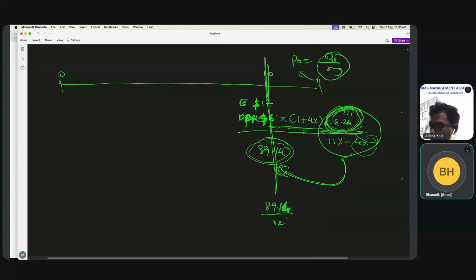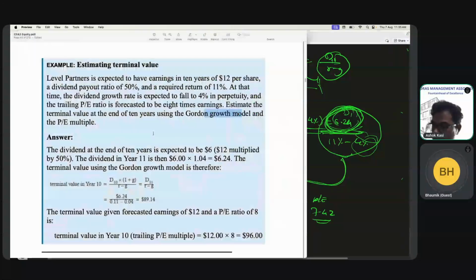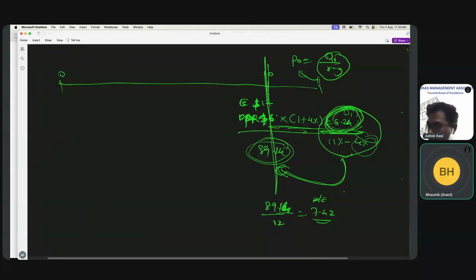Okay. So 7.42 is the P/E ratio. But they are saying it is trading at 8 times. So it is trading at 8 times the earnings, which means it is not trading at 89.42. It will be trading at 8 times.